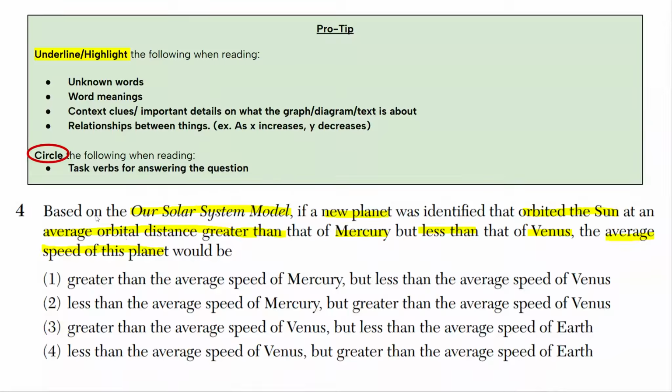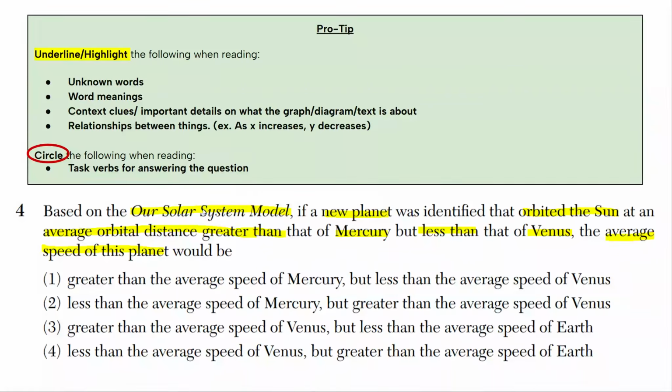Number 4, based on the solar system model, if a new planet was identified that orbited the sun at an average orbital distance greater than that of Mercury but less than that of Venus, the average speed of the planet would be. So, this is so much information, but highlighting or underlining gives you a way to just make all this information very brief and easy to understand.